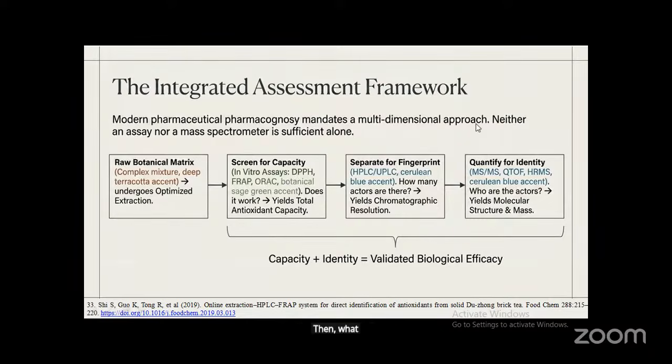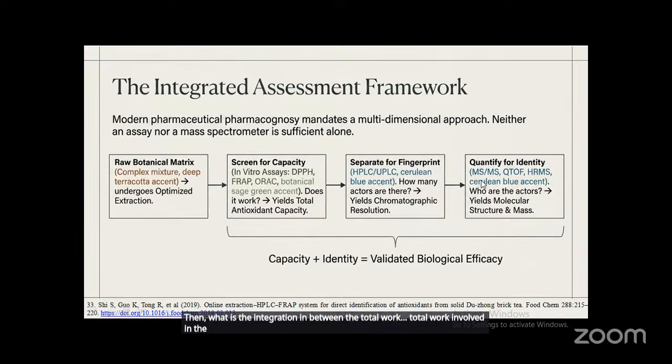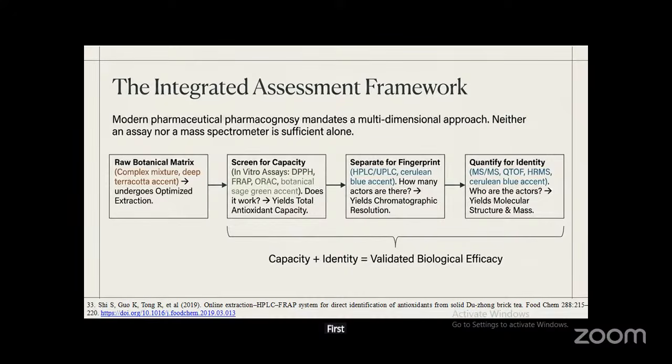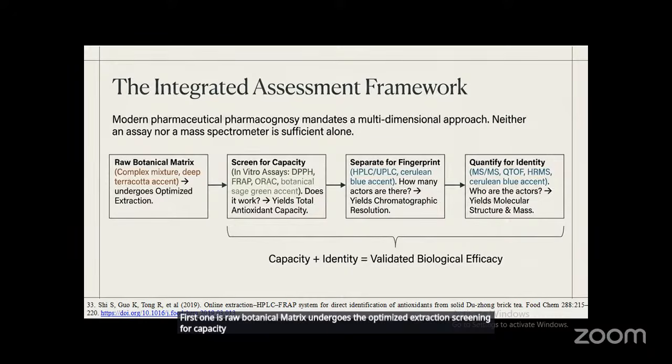Then what is the integration between the total work involved in the antioxidant capacity by combining with the new chromatographic techniques? First, the raw botanical matrix undergoes optimized extraction and screening for capacity, using either DPPH, FRAP, ORAC or any other screening methods. Does it work or not? We don't know. It yields only the total antioxidant capacity.